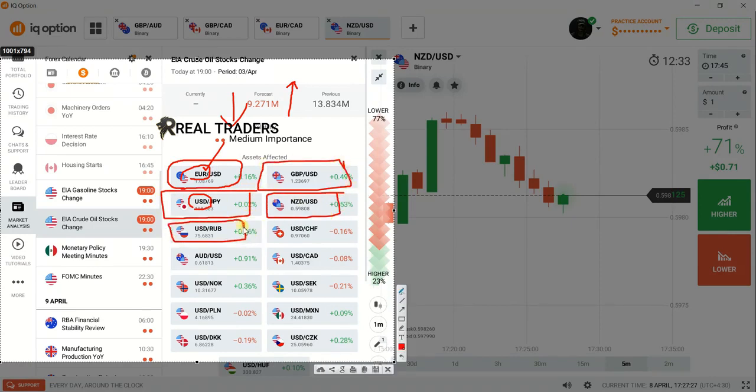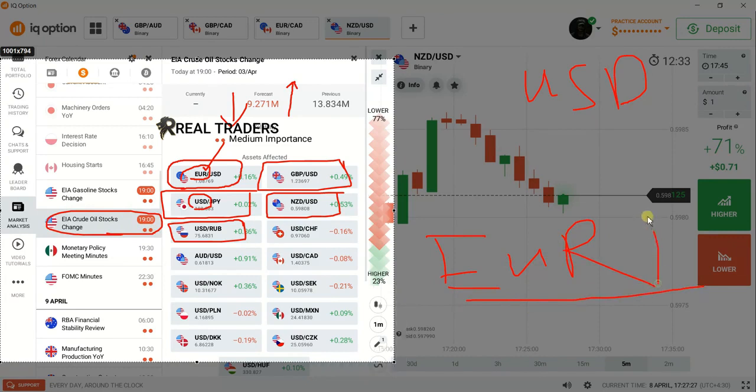So if you want to trade the USD news and you see at the same time at 7 p.m. that the Euro also has news, avoid the Euro USD pair, because the news on the Euro will affect the news on the USD, and the market, we don't know, may go up and may go down. So when you have two news, avoid the pair that has both news and only trade on the one currency.